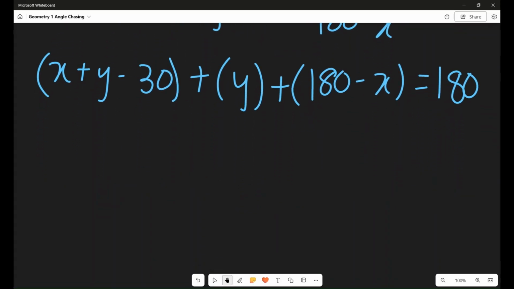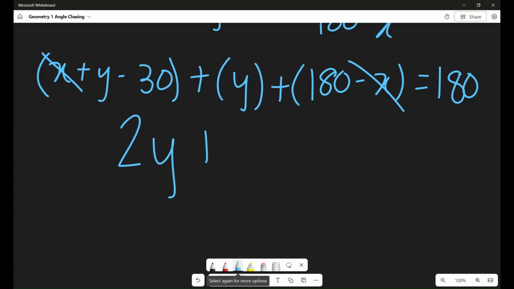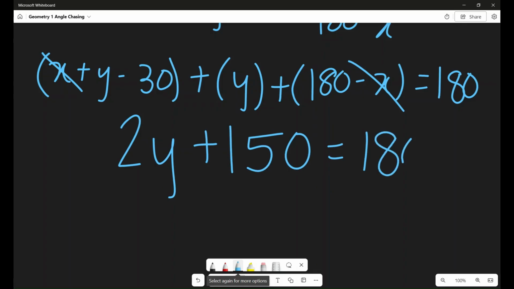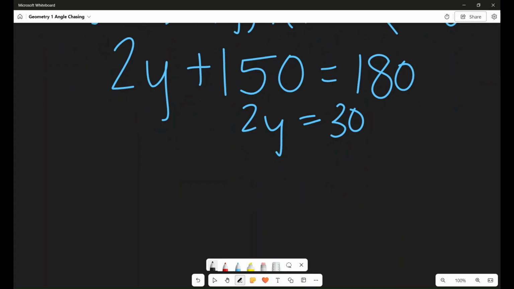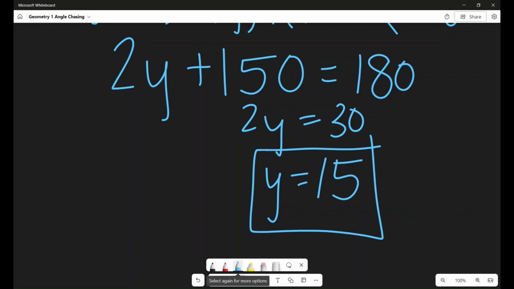Now we have an equation that we can solve. And remember, we want to find Y. So when we add this up, we'll notice that the X's cancel. And we get the equation 2Y plus 150 equals 180. Subtracting 150 from both sides gives 2Y equals 30. And finally, we can divide both sides by 2 to get Y equals 15. And that's our final answer.